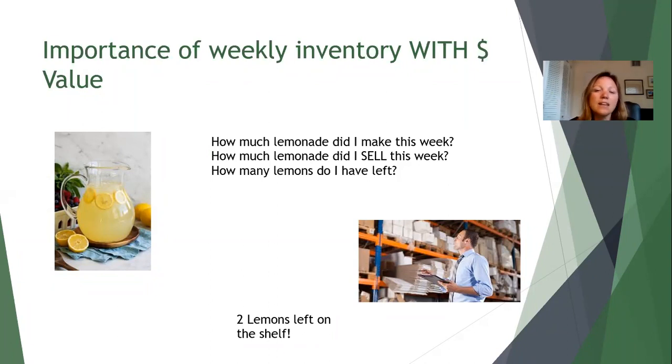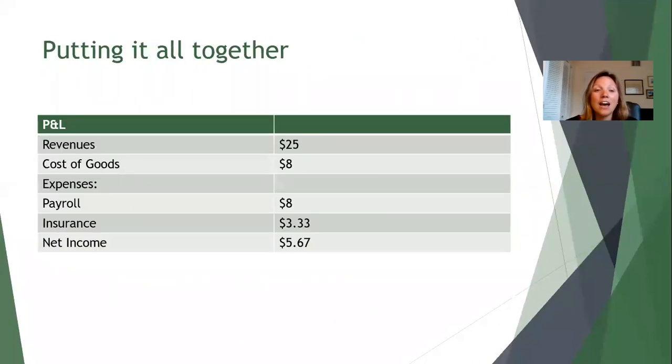So again, we would want to know how much we made, if we're doing a lemonade example, how much we sold, and how many I have left. So in this case, if I have 2 lemons left on the shelf, then I would add $2 of lemons left on the shelf.